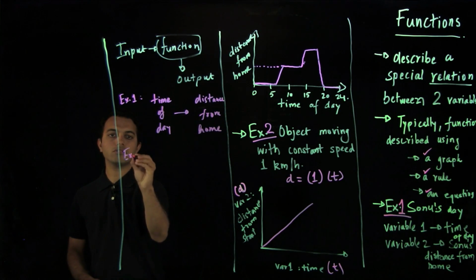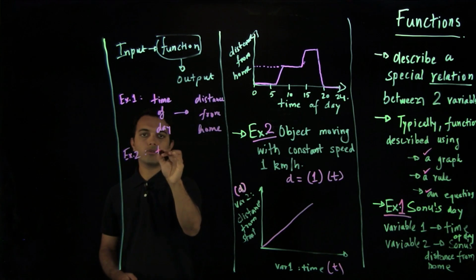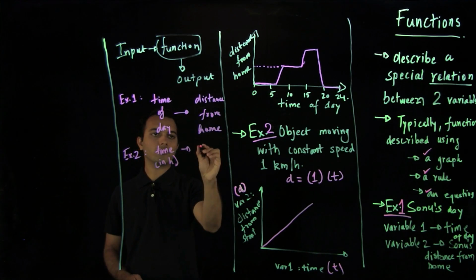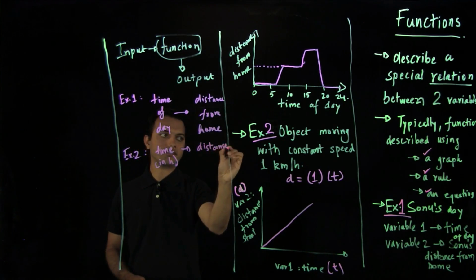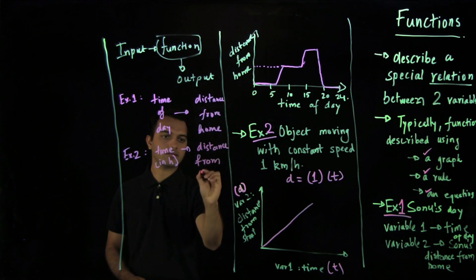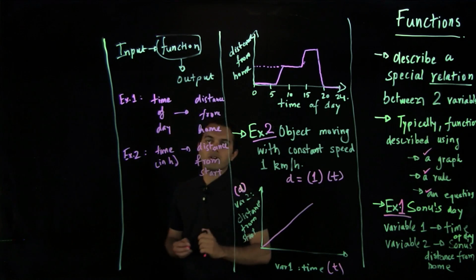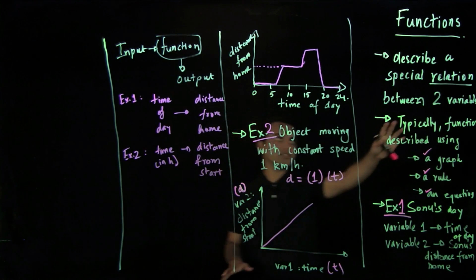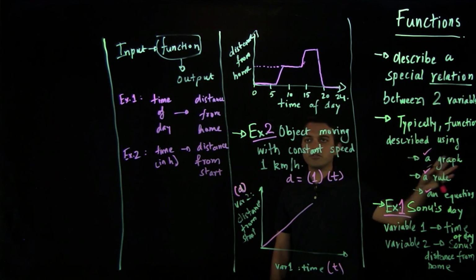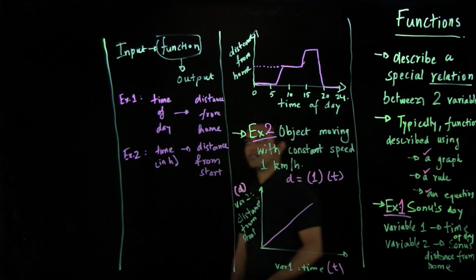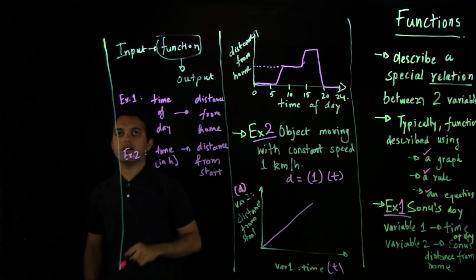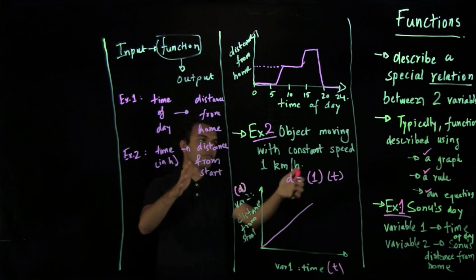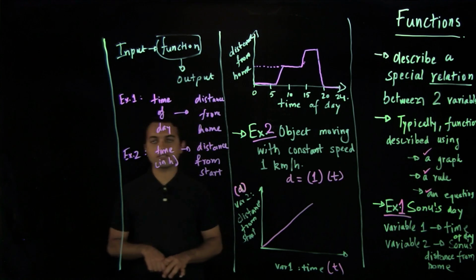Similarly, in example 2, the input was time in hours and output was distance from starting location. So we have seen multiple ways of intuitively describing the function. Either it could be a special type of relation between two variables, which could be described using a graph, rule, or equation. It could be thought of as a system which converts an input to an output, and whenever we have anything of this sort, we can use functions to describe them.